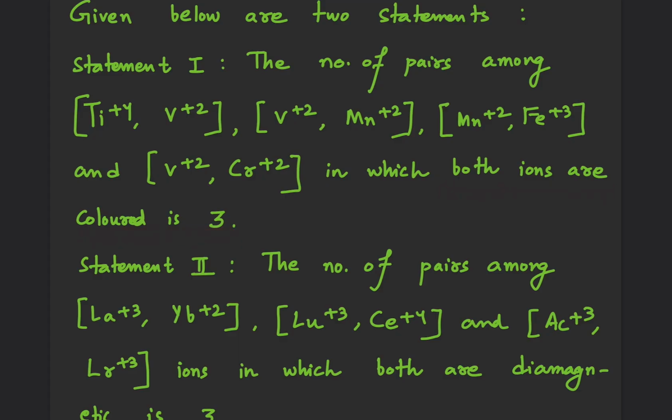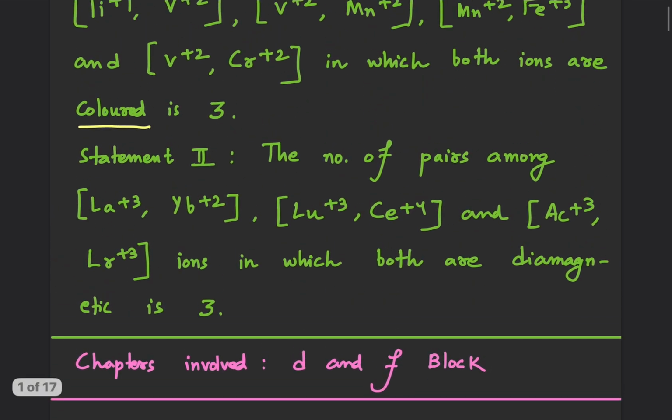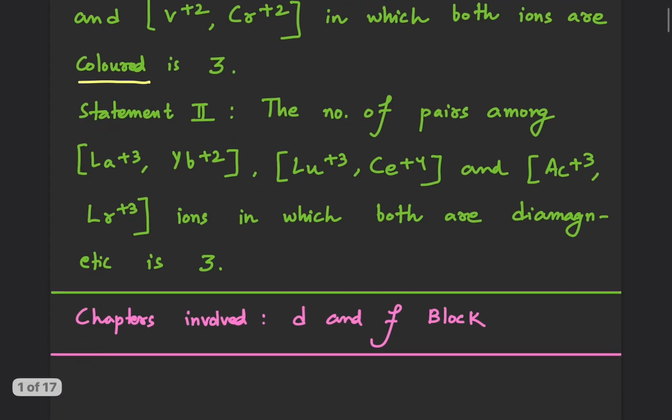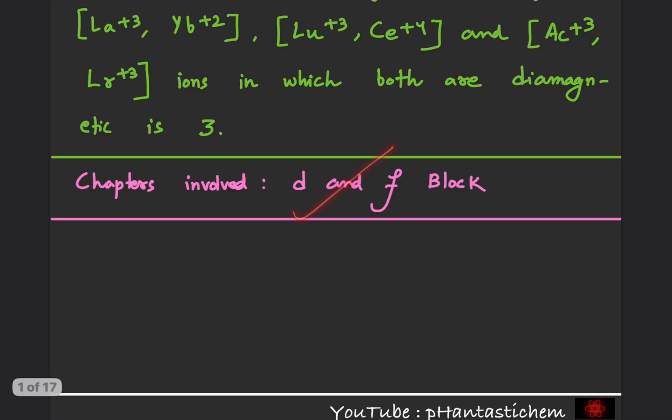Okay. So the first statement talks about color. And there is statement 2. We have to choose which of them are correct, and the chapter involved is the d block. Okay, so let's talk about statement 1.